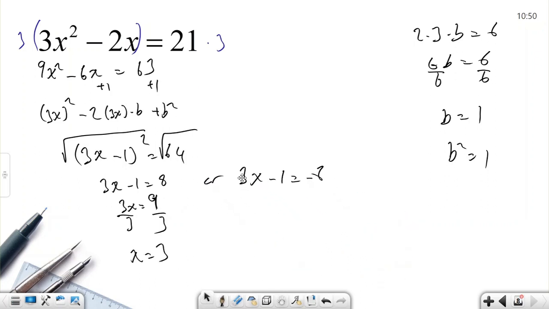Now I need to solve this part: 3x minus 1 equals minus 8. Plus 1 on both sides: 3x equals minus 7. So x equals minus 7 over 3. That's the last step. So x equals 3 and x equals negative 7 over 3 are our solutions.